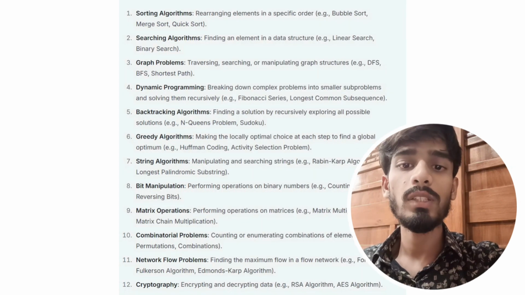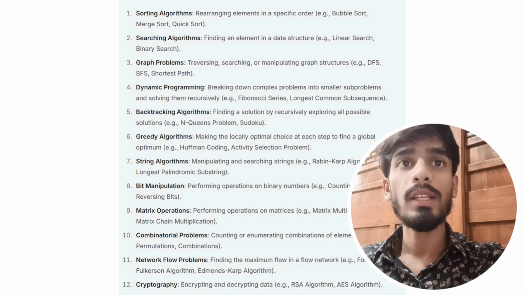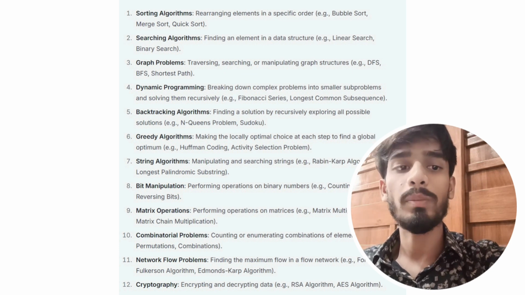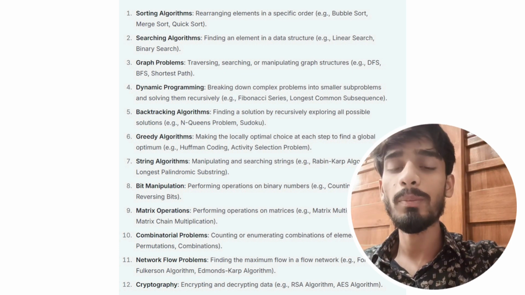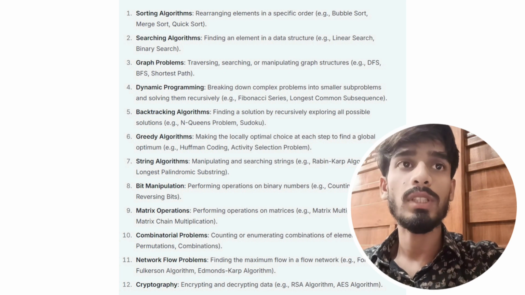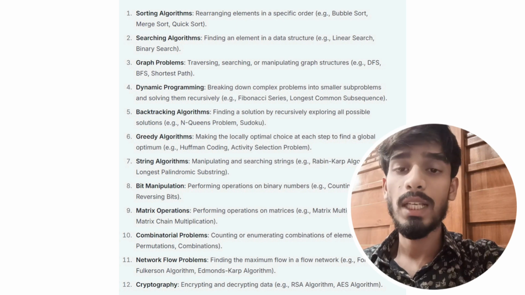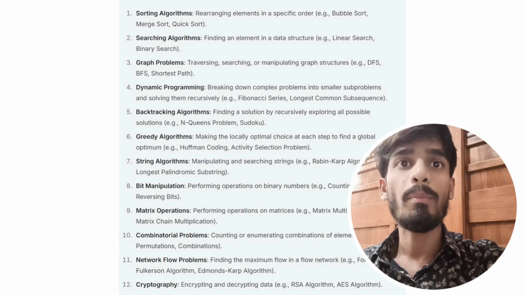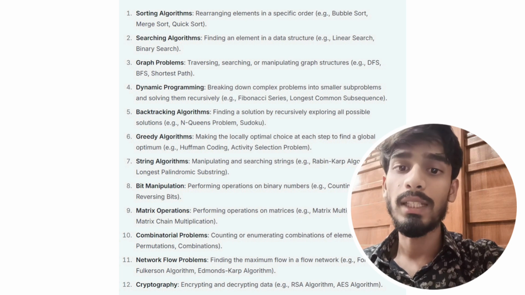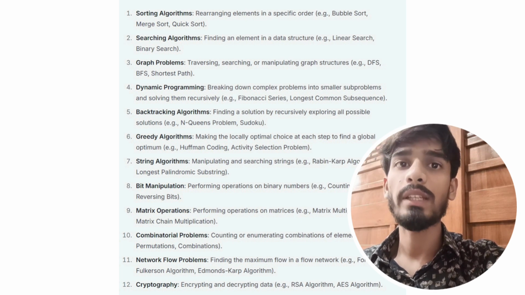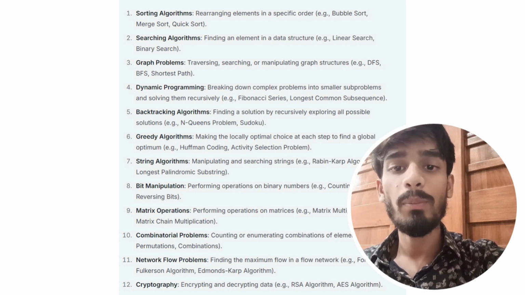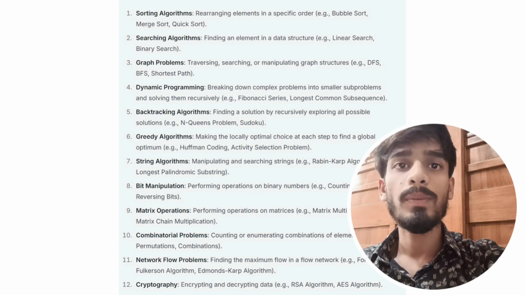Next important thing to discuss is listing important problem types. Some of the important problem types in computer science and algorithm design are sorting algorithms, searching algorithms, graph problems, dynamic programming, backtracking algorithms, greedy algorithms, string algorithms, bit manipulation, etc.